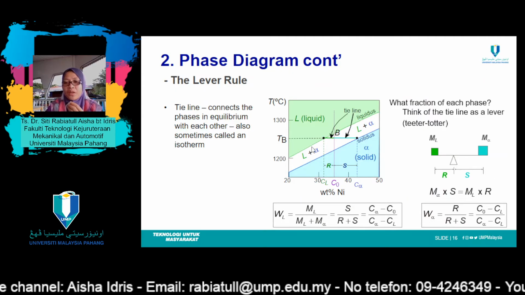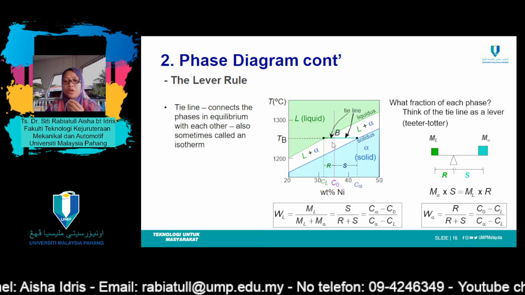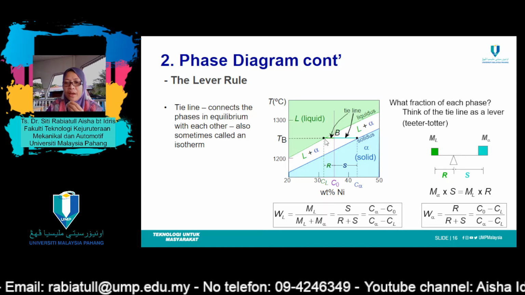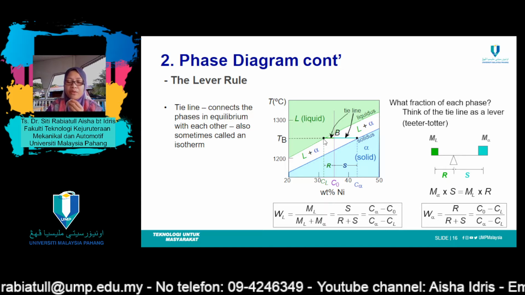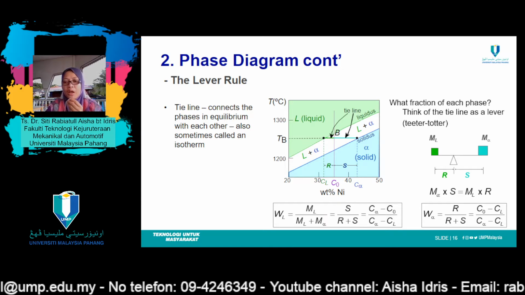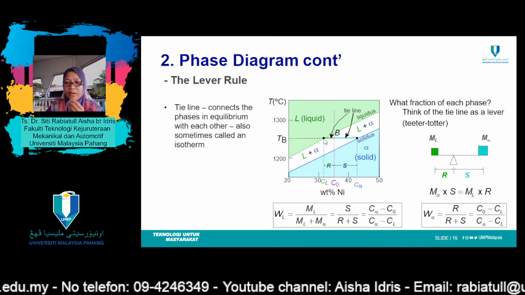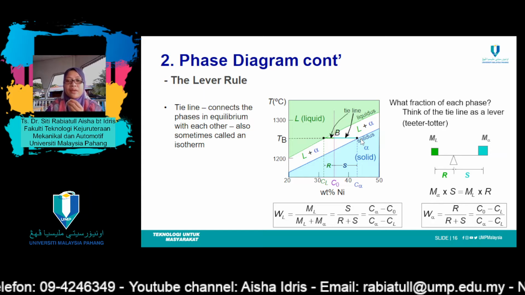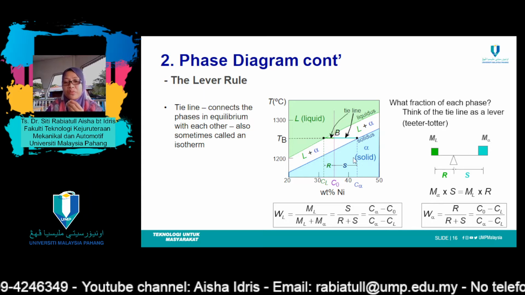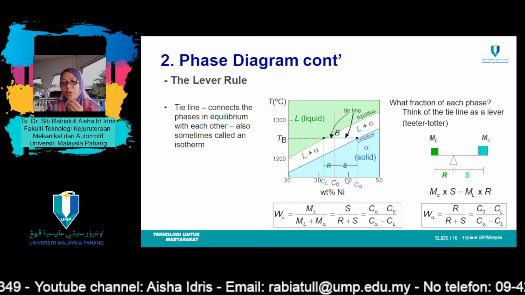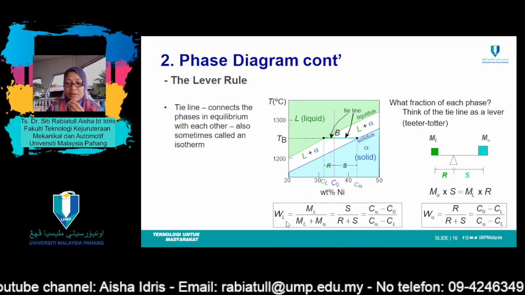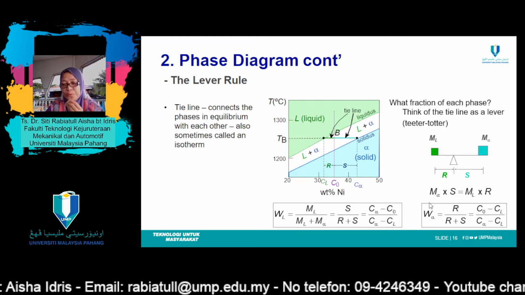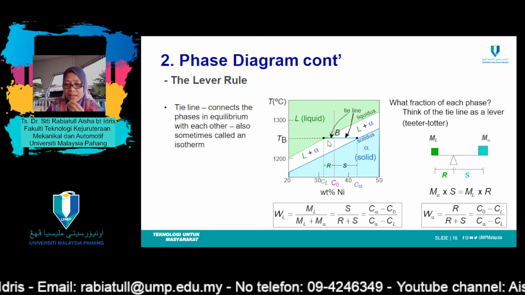But you need to know the value of C naught, and from there you can draw a line from the liquidus line until reaching the solidus line. So this is the lever rule. Using this line, you may calculate the weight percentage of liquid that exists in this phase. Same goes for the solid phase.